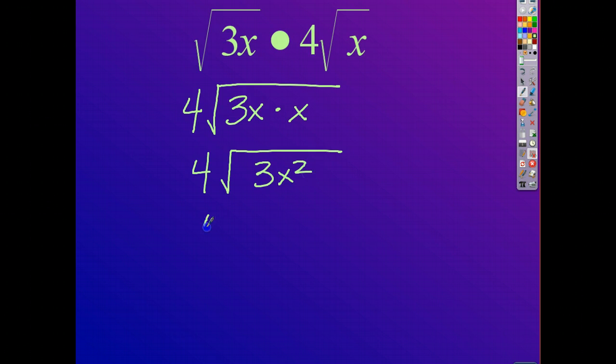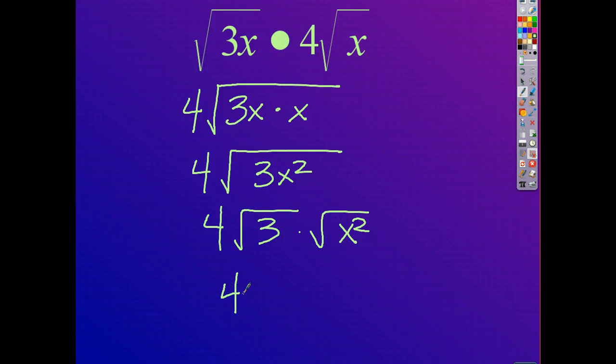Well, I know that this is the square root of 3 times the square root of x squared. Okay? And now I can take the square root of this, and I don't want to leave this at the end. Anything that's outside the radical, you always want to try to put in front. So the square root of x squared is going to be x. So it's going to be 4 times x times the square root of 3. All right? There you go. There you have it. Okay, let's keep moving on here.